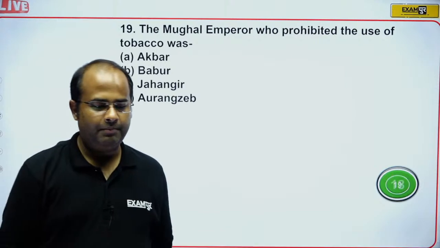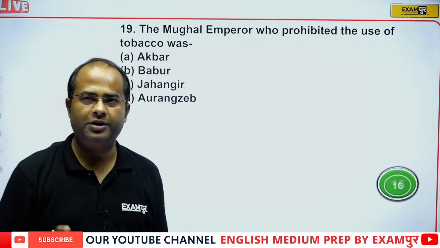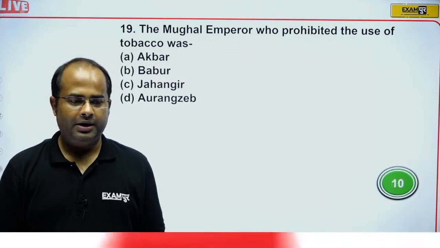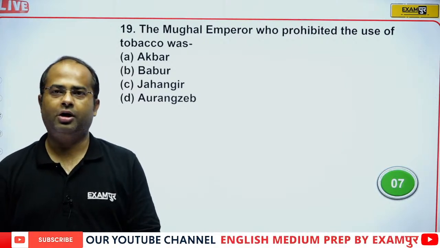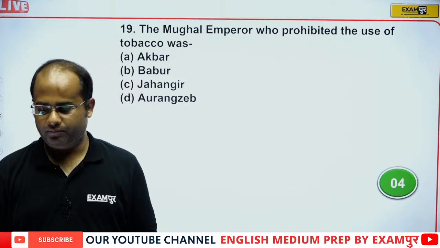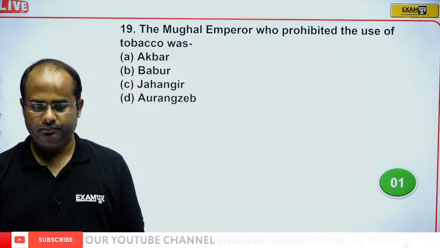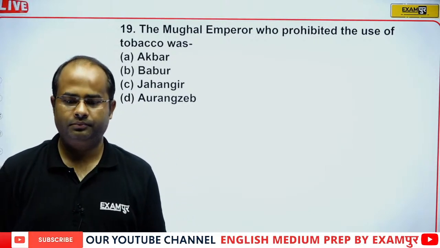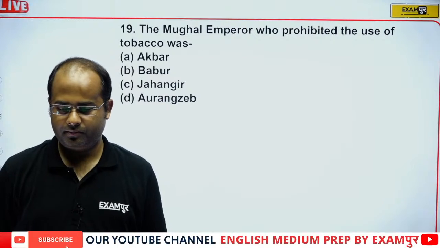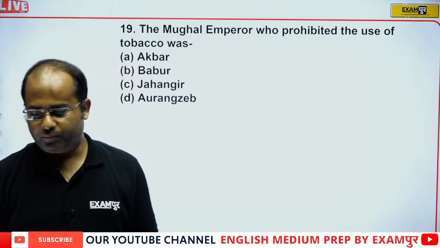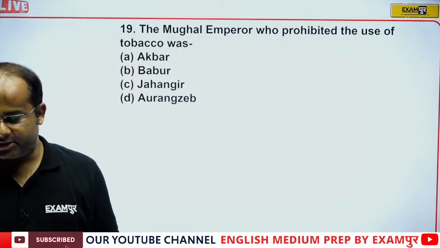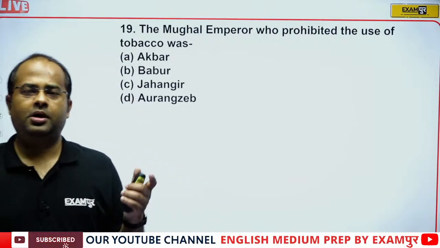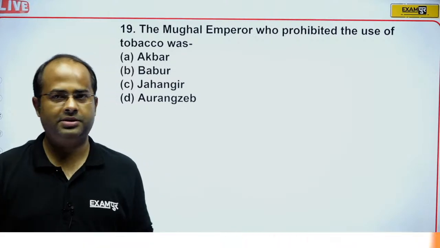Now, the Mughal emperor who prohibited the use of tobacco. Which Mughal emperor prohibited the use of tobacco in the Mughal area? Was it Akbar, Babur, Jahangir or Aurangzeb? Maximum students will be thinking Aurangzeb, because Aurangzeb was also called a living saint because of his very simple living style.